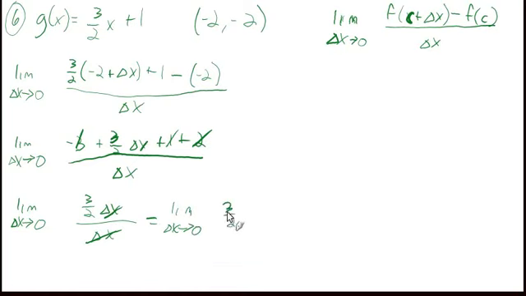Just 3/2. Put in delta x into this, which there isn't one. It doesn't affect it at all. And you get 3/2. The slope at -2 is 3/2, but the slope at any point on a line is going to be the same as any other point, 3/2. But we have assurance that we did our work correctly.